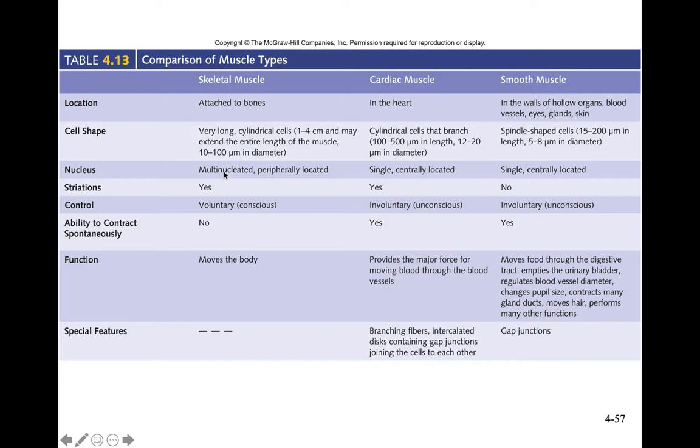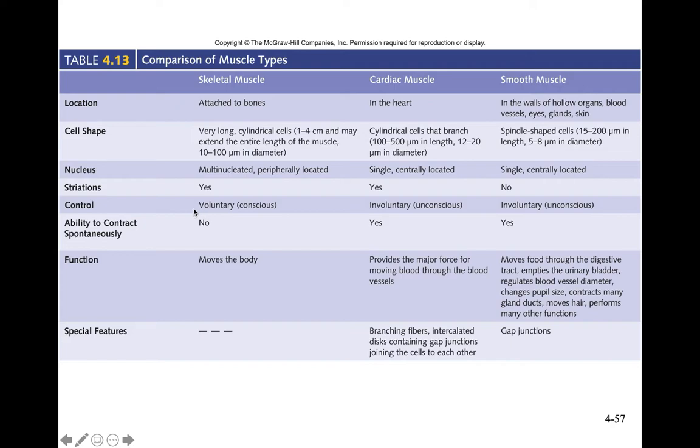Skeletal muscle nuclei, they're actually going to be multiple nuclei. They're all peripherally located because the center of the cells are packed with contractile material that give us those striations. In cardiac as well as smooth muscle, they're a single centrally located nucleus. So this is another thing that sets apart skeletal muscle. Striations, we see the banded appearance in cardiac as well as skeletal muscle, but we do not see that banded appearance in the smooth muscle because those contractile units don't line up in perfect alignment.